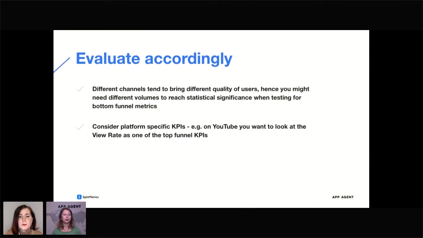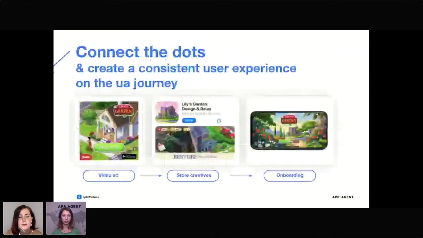And so the last but not least of my points is all about connecting the dots. I'm sure all of you know this one. It's an elephant in the room, so to say, but it really is crucial that you're able to create a consistent user experience on the whole user acquisition journey, which is perfectly illustrated here by the famous example of Lily's Garden. So you see how they perfectly recreate the look and feel and the emotion the game evokes from the very first impression on the ad, through the App Store, all the way to the app itself.